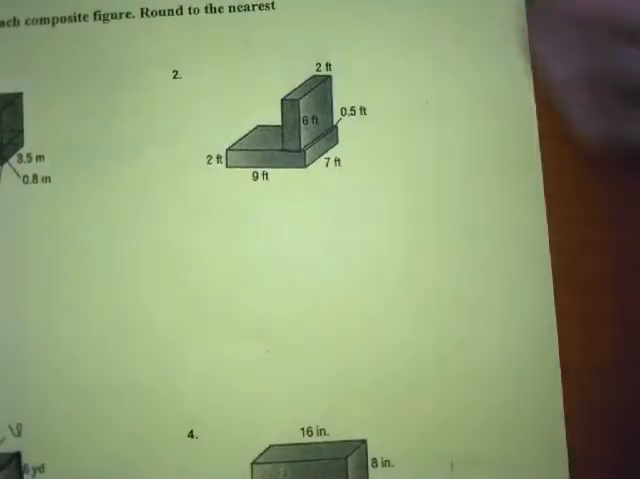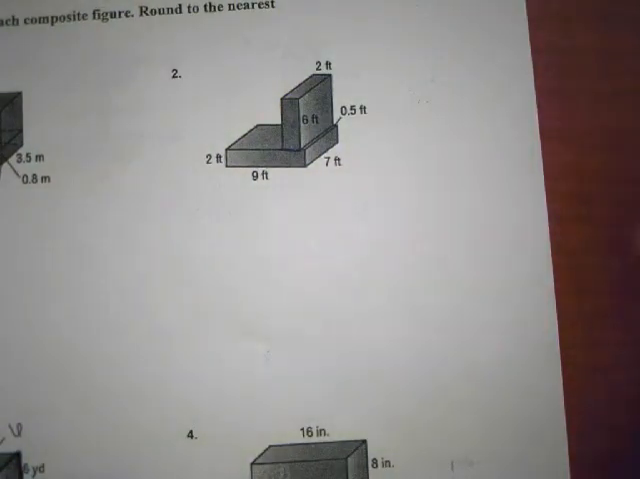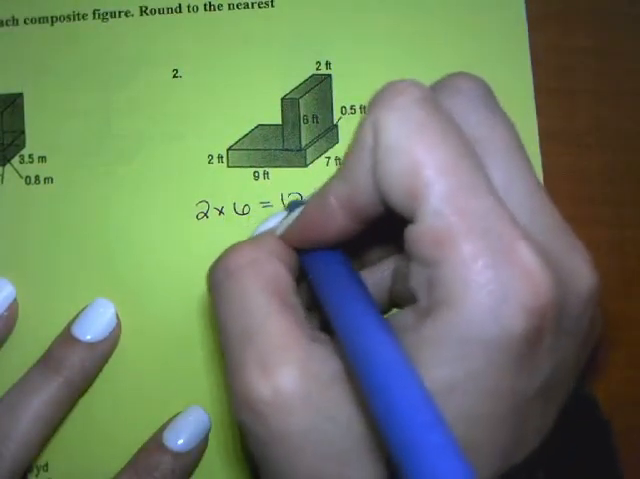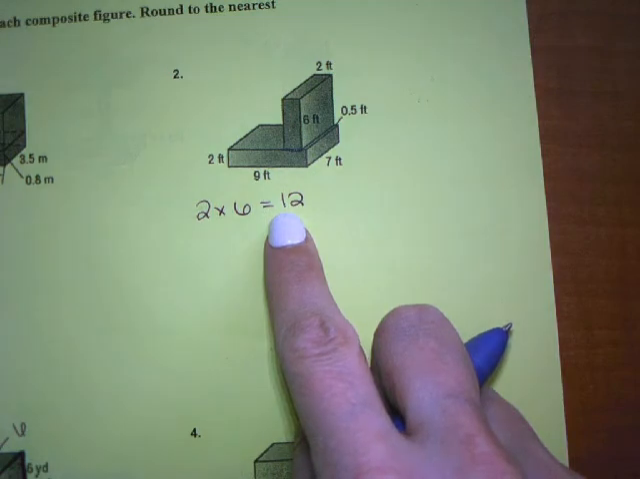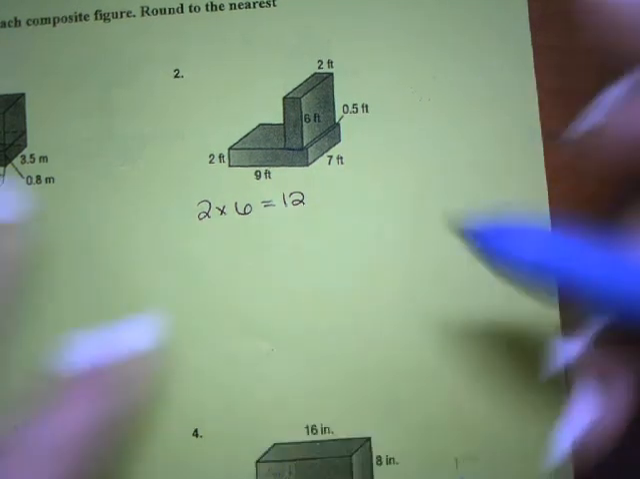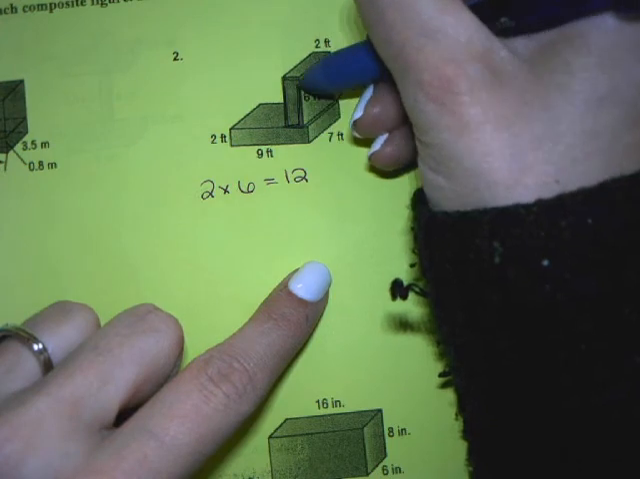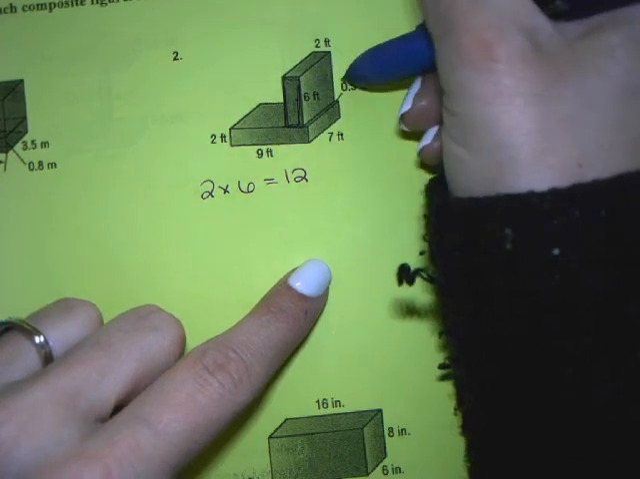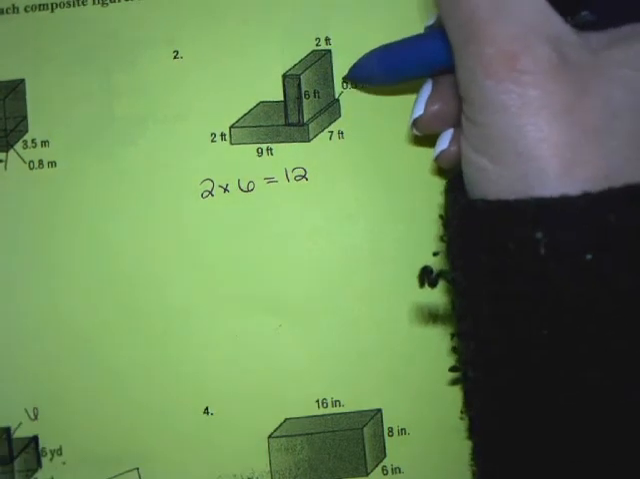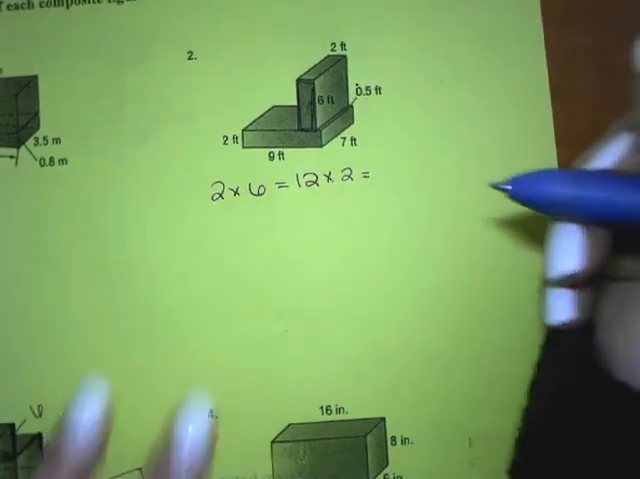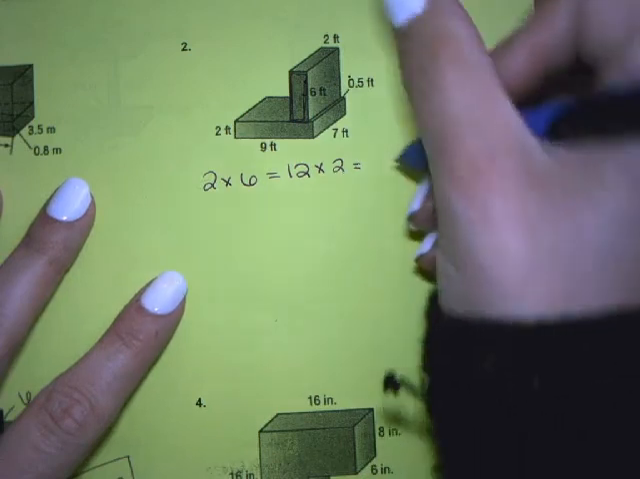Okay, so most of us figured out this top one. So someone tell me, what are two numbers I should be multiplying together? 2 times 6. And what's 2 times 6? Okay, now what side is that? 2 times 6 is my front, right, guys? And is my front the same as my back? So should I multiply that by 2? What's 12 times 2, you guys?